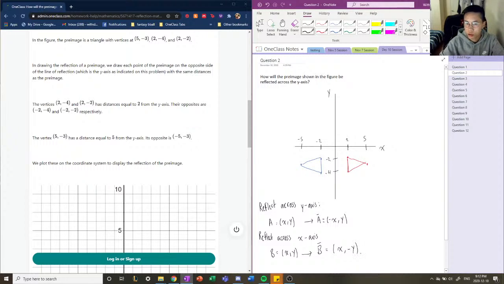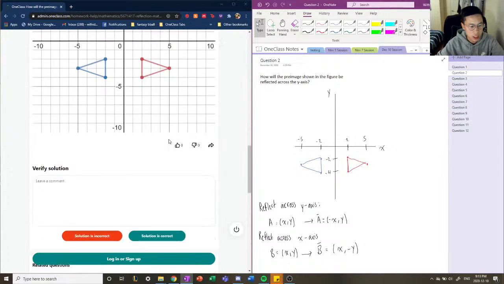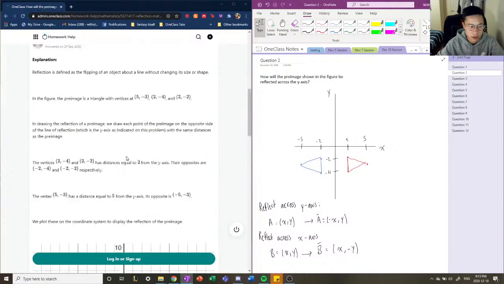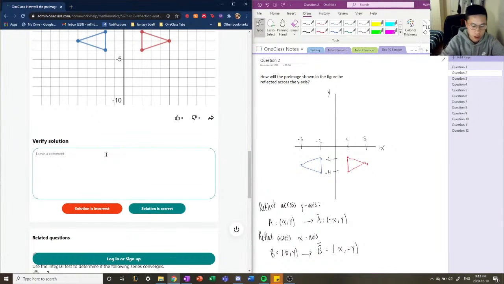This formula gets a little bit tricky when you're reflecting across a line, but I won't cover that here. One thing to note when you're reflecting across a line is that you have to be sure that all points are the same distance from the line and not from the axis itself. Other than that, I have nothing else to say, and this answer is right, so good job.